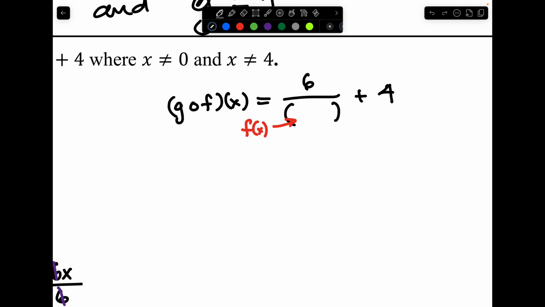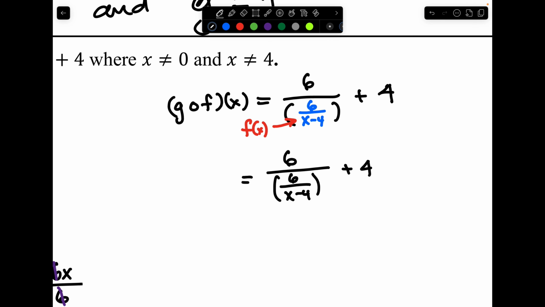Let me do it in a different color. Let me do it in blue. 6 over x minus 4. So we have this 6 in the numerator, this fraction of 6 over x minus 4 in the denominator, and then plus 4.